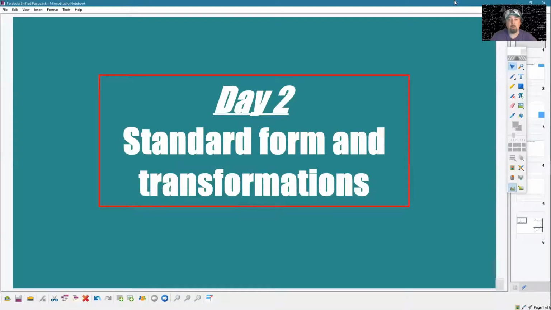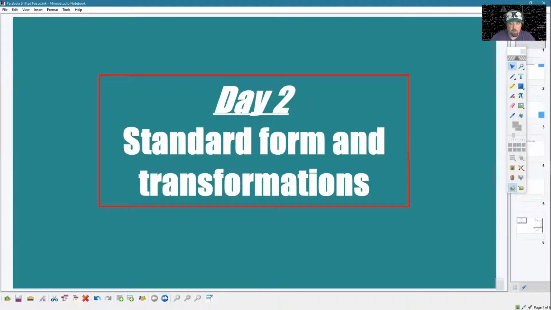All right, welcome back. So day two, we're still talking about parabolas and a geometric conic section definition here. What we're going to work with now is standard form and transformations. When we talk about transformations, we're talking about these parabolas and their key features, the focus, directrix, and vertex, being shifted left, right, up, and down via those H and K transformations.